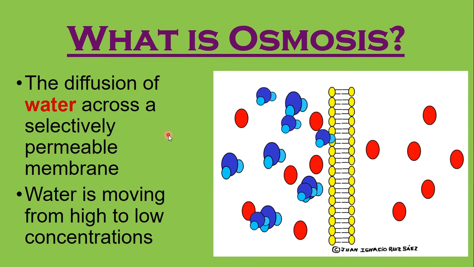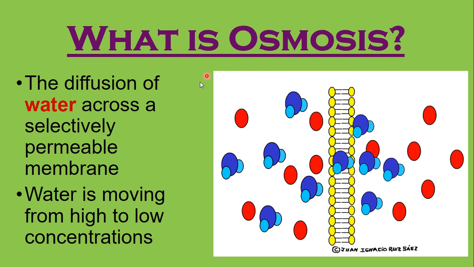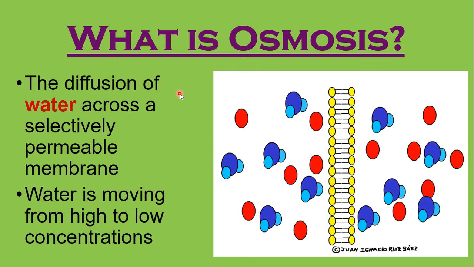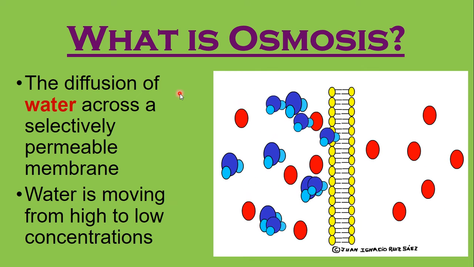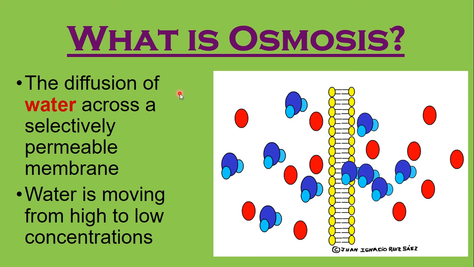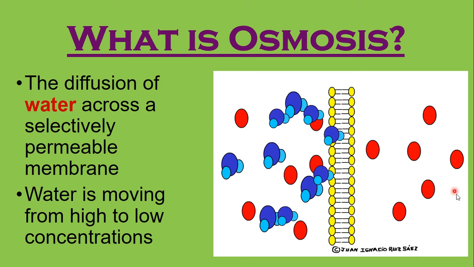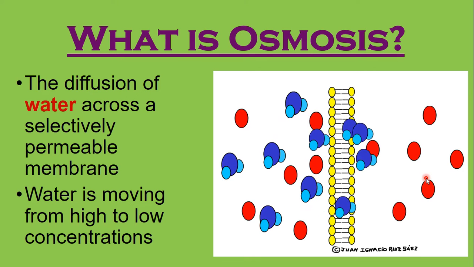The other type of passive transport is called osmosis. And this deals with water in general. It's diffusion of water across the selectively permeable membrane. It's all about water, and it's going to go from high to low. You see that here. Here's a lot of water. There's no water. It's going to go across until they're equal.